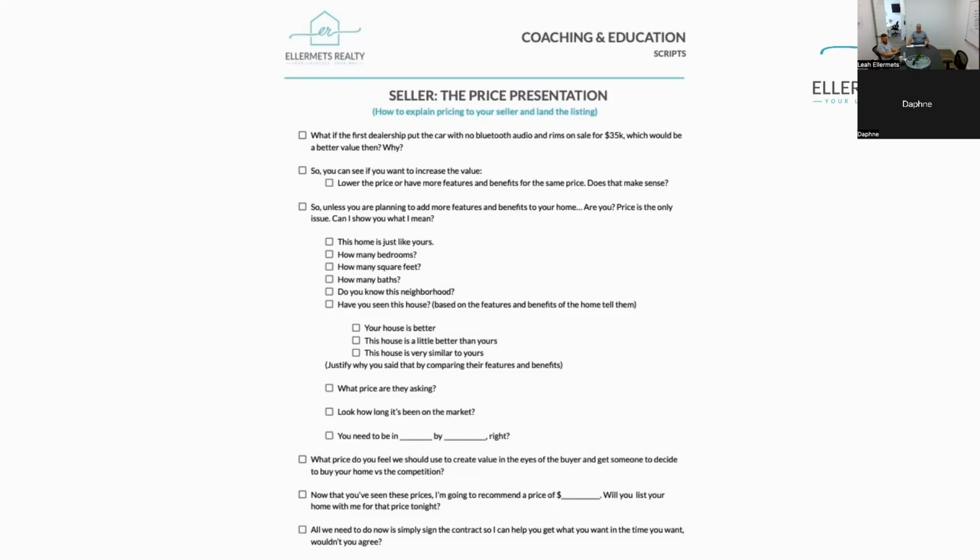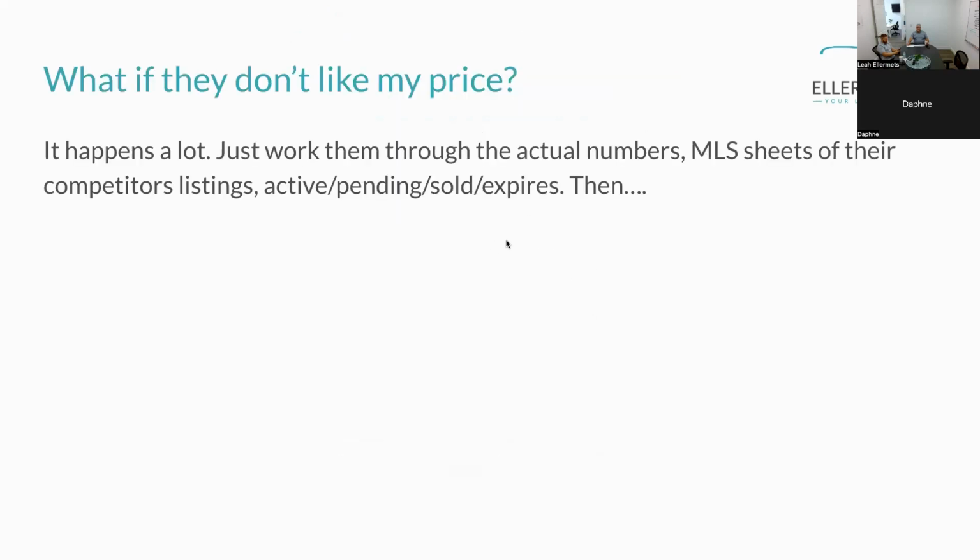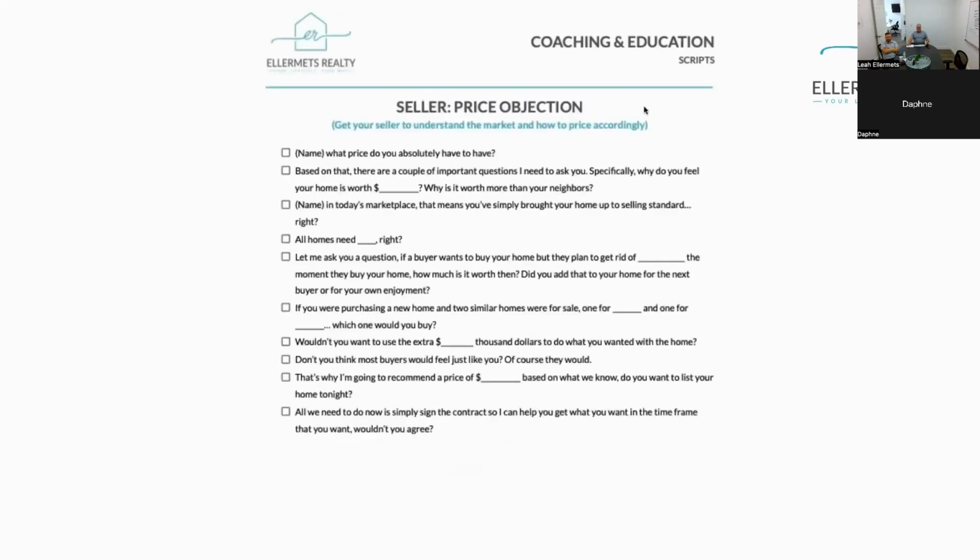So again, managing expectations. What if they don't like your price? Well, it happens a lot. Work them through the actual numbers. Continue back through the list of their competition: active, pending, sold, expireds. Then you can go to seller's price objection. Well, what price do you absolutely have to have?